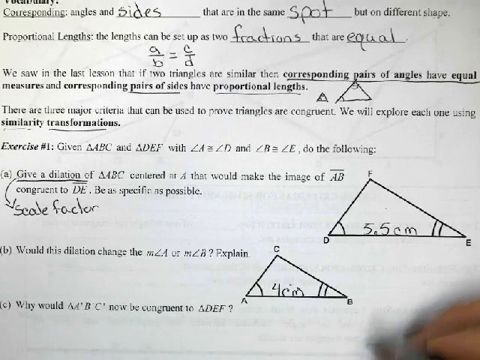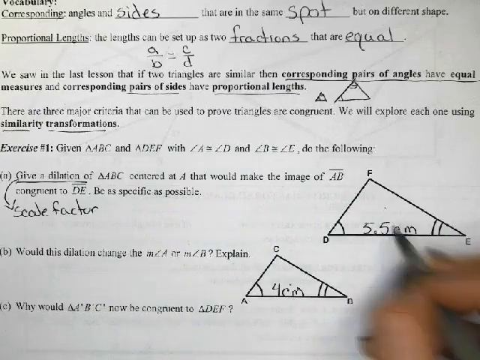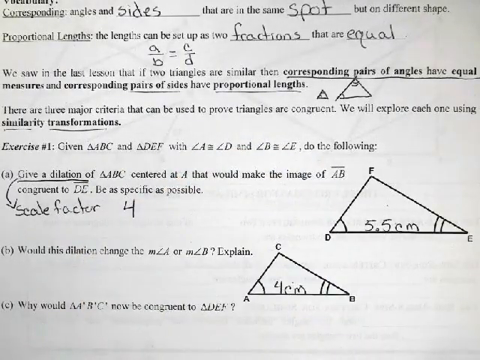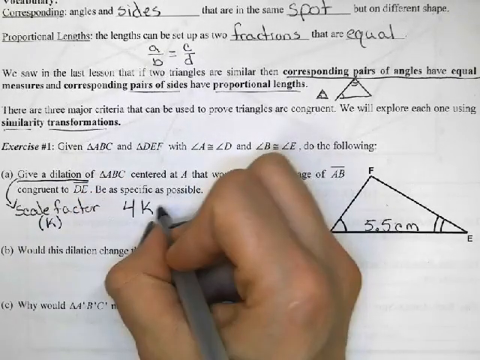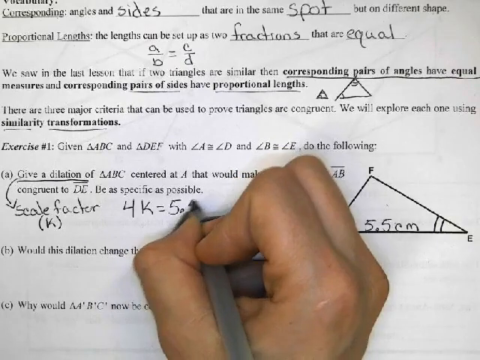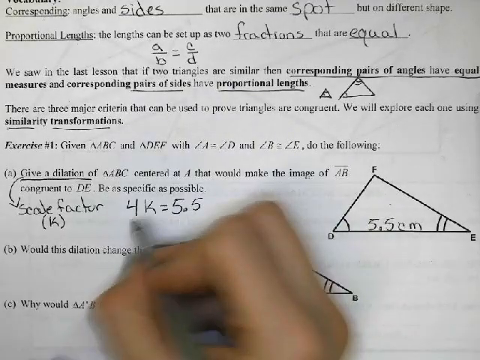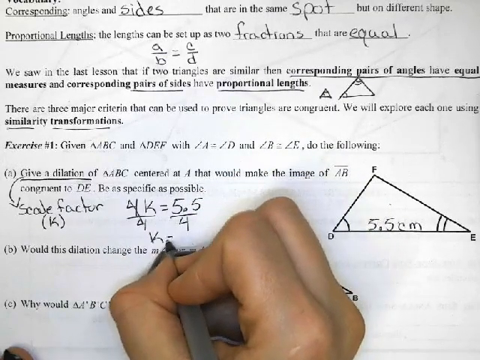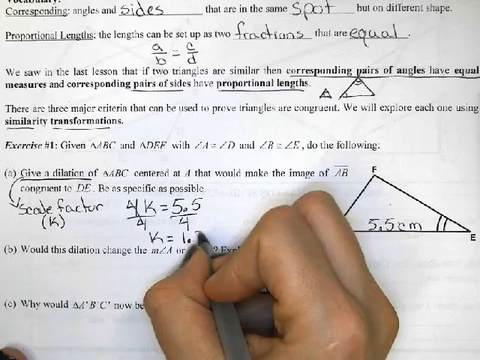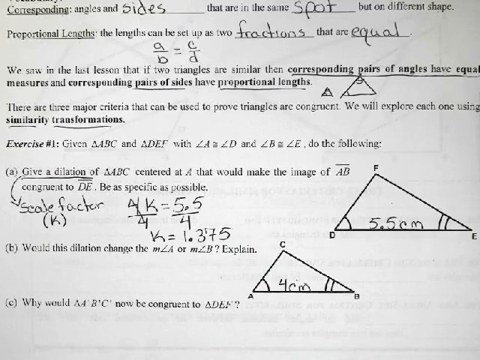Remember, a scale factor means to multiply the pre-image by a number to get to the image. So 4 is my pre-image, multiplied by some number. Remember, scale factor is also known as K. And it should get me to 5.5. To figure out the K, all we do is divide by 4. It's a one-step equation. So we get K equals 1.375. All right, moving on to the next.